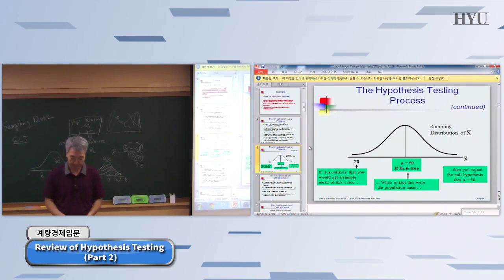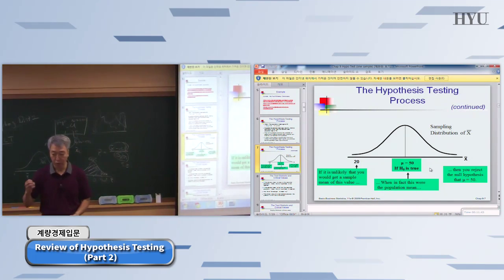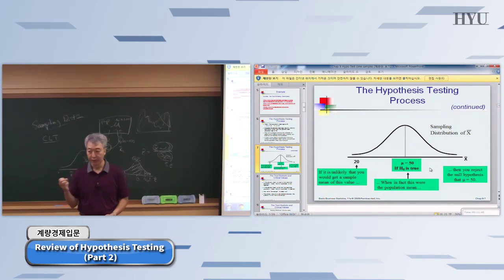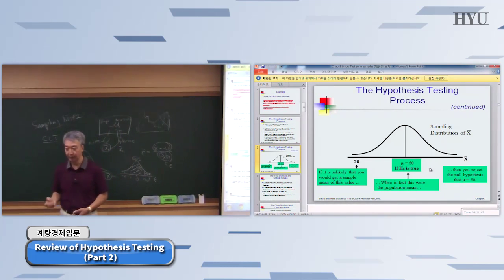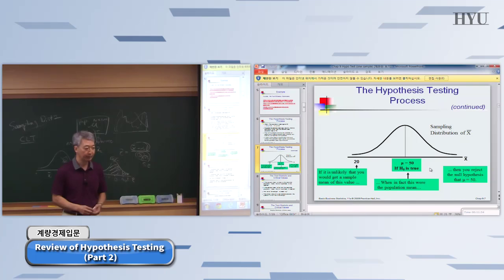All right, anyway, here is the situation. The example here is we have the distribution of x bar, which means this is the sampling distribution of sample means. Okay? And the null hypothesis claims it is centered at 50, in other words, the population mean is 50. Okay? And then suppose you took a sample and actually calculated the sample mean, and for some reason, the sample mean came out to be 20, right?